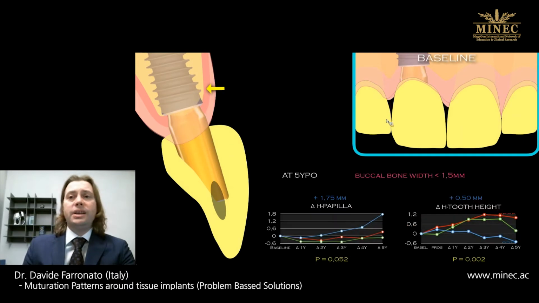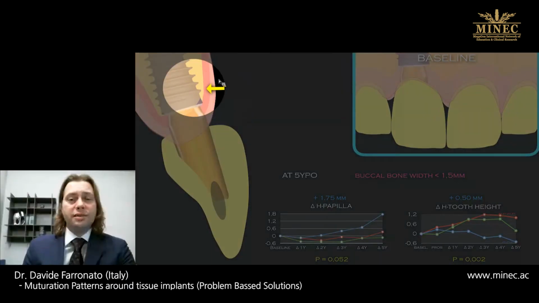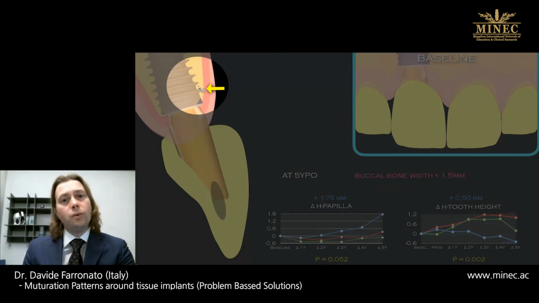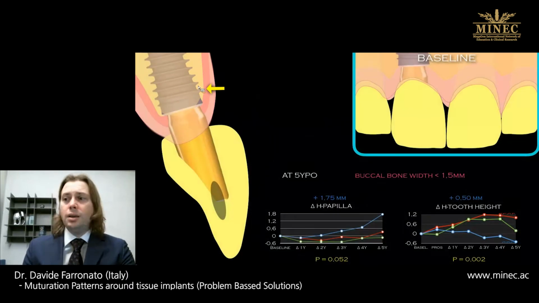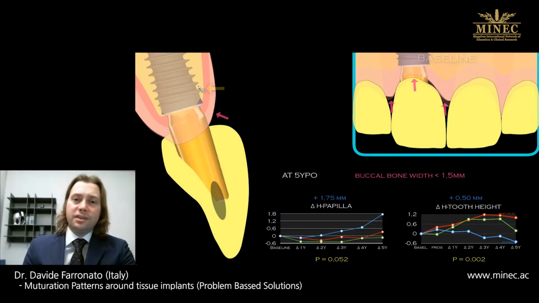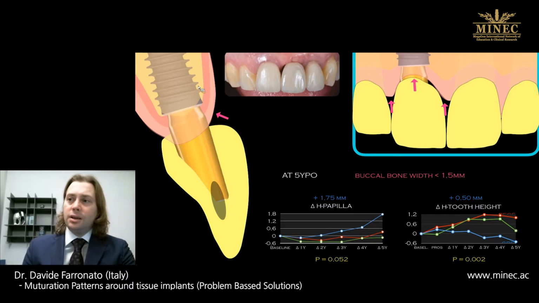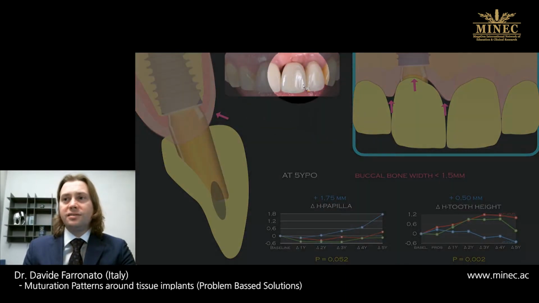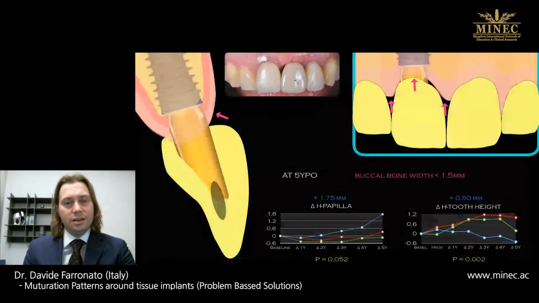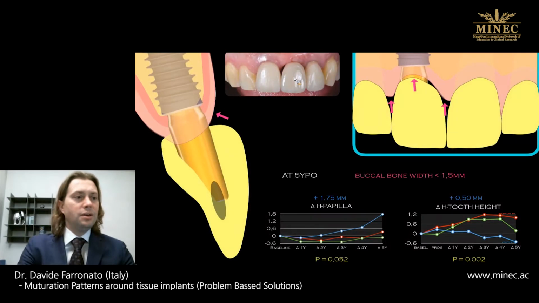If you don't have enough buccal bone because you placed an implant without bone regeneration when you should have done it, after some time you will find out, probably after 6 months to 1 year or 2 years, the tissue will recede and you will lose the interproximal papilla and you will lose buccal tissue. This also happened to me, and you can clearly see in this case there's something wrong with the implant in the middle, because it's not doing very well.